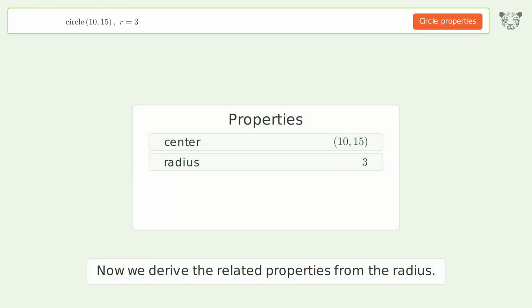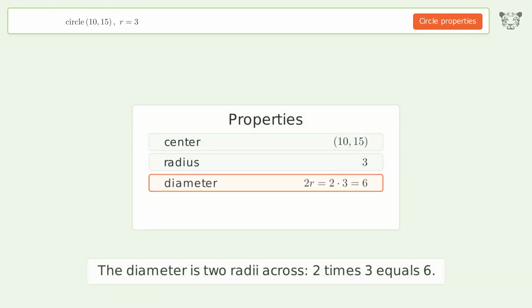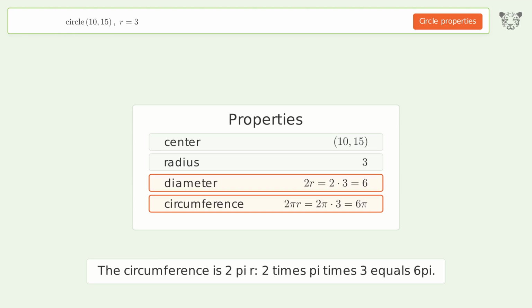Now we derive the related properties from the radius. The diameter is 2 radii across, 2 times 3 equals 6. The circumference is 2 pi r, 2 times pi times 3 equals 6 pi.